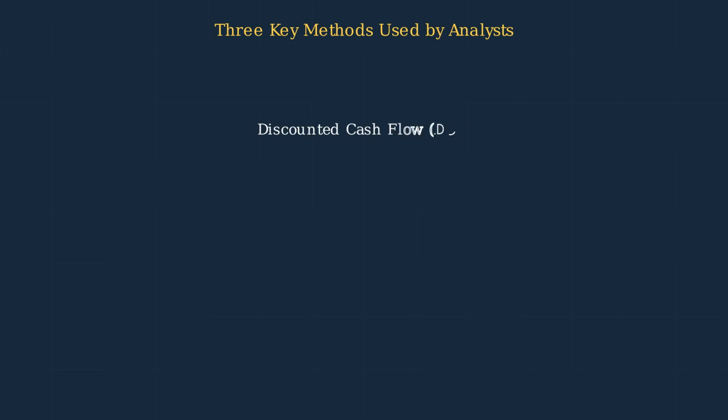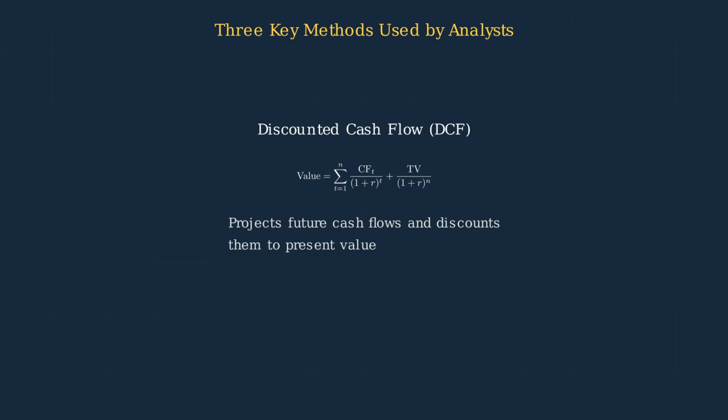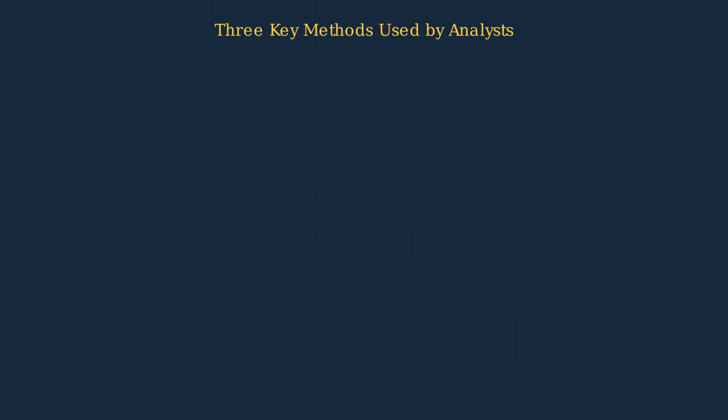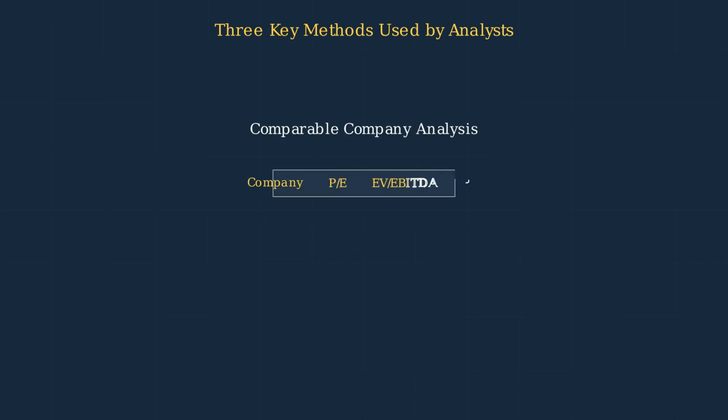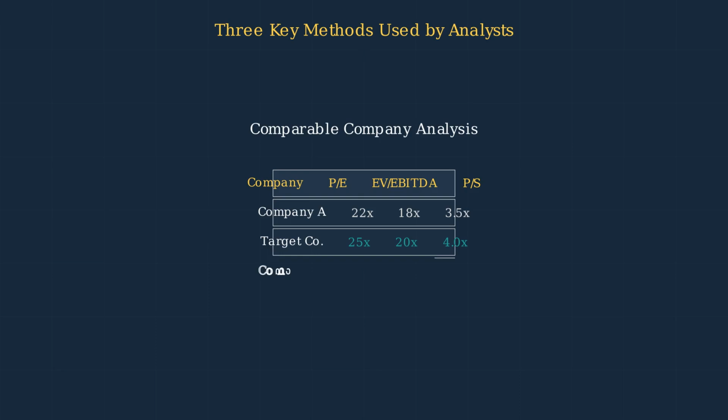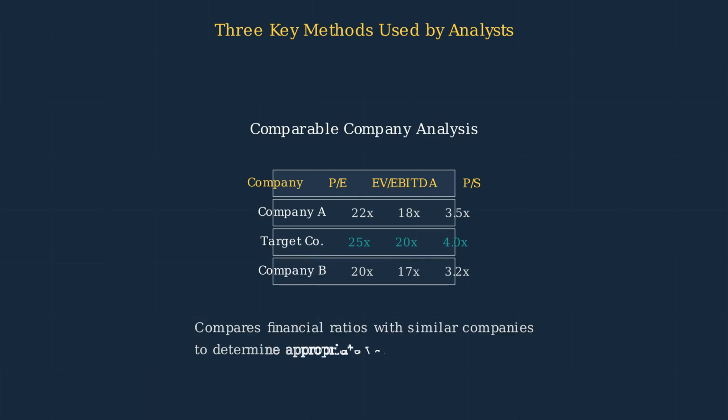Analyst price targets represent professional predictions for a stock's future value, typically over a 12-month period. The first method is discounted cash flow analysis, or DCF. This technique projects a company's future cash flows and discounts them to determine their present value. The second method is comparable company analysis. Analysts compare valuation ratios like PE or EV/EBITDA with similar companies to determine an appropriate price target.